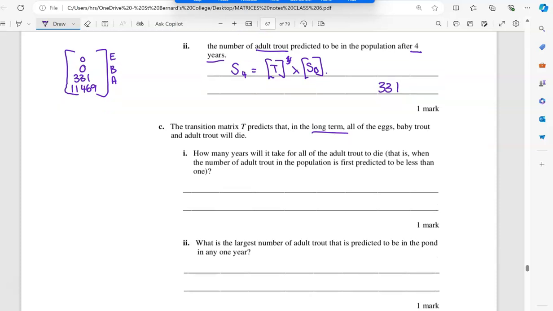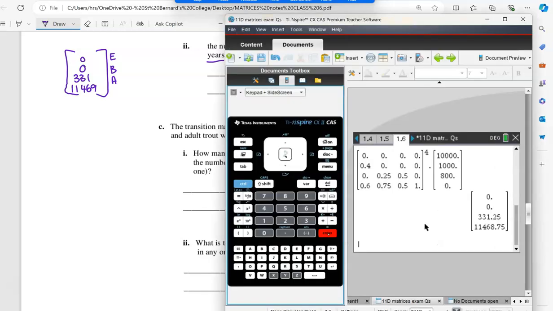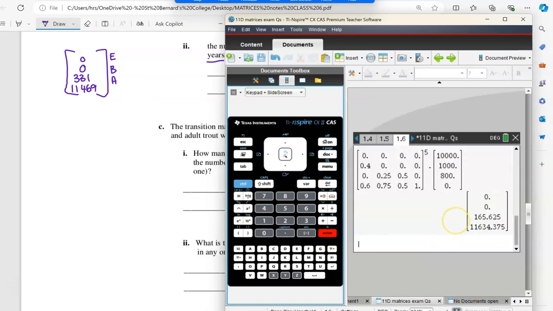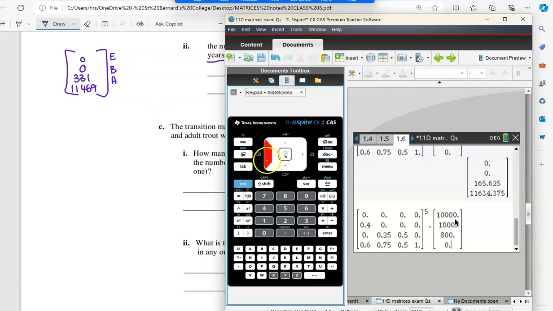Okay, the transition predicts in the long term that all the eggs and baby trout and adult trout will die. How many years will it take for all the trout to die? That is when the adult trout is first predicted to be less than 1. So you just have to keep on trying in your calculator. We want that 331 to be 0. So let's have a look if we keep rounding. So we go to the power of 5. It's halved there. Maybe power of 6, you just got to keep going through, unfortunately.